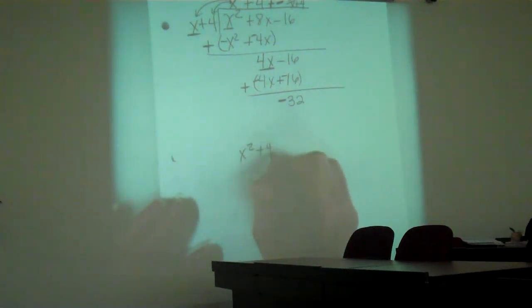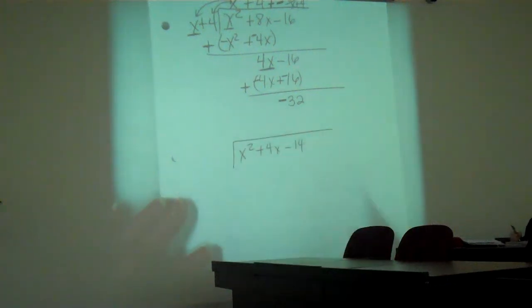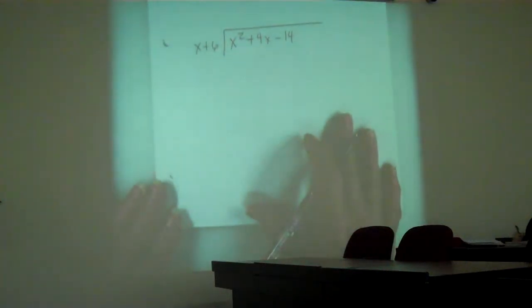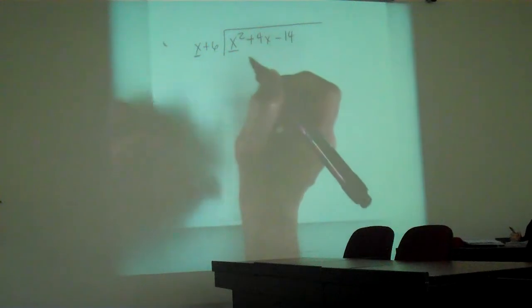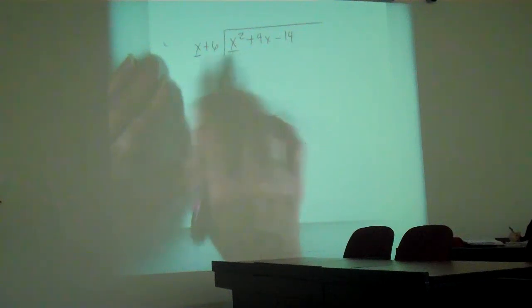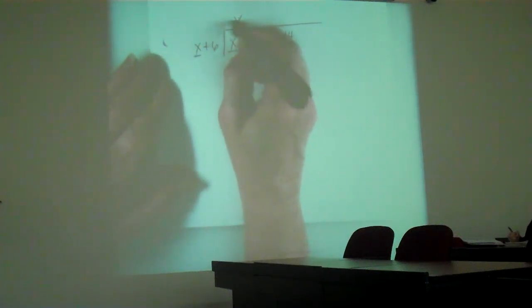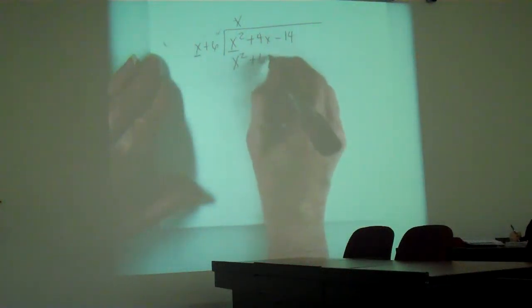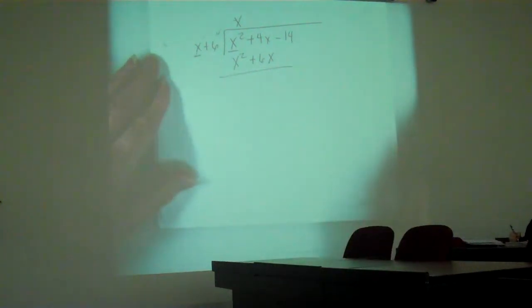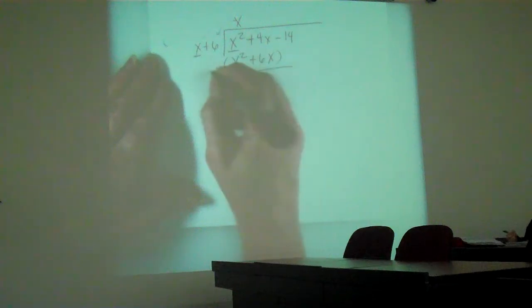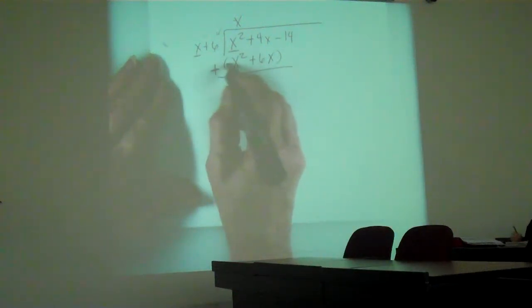X squared plus 4x minus 14 is divided by x plus 6. Okay, looking at the first one, what are we going to put? X into x squared. We need an x, right? X times x, x squared. X times 6, plus 6x. Okay, don't try to do it without the minus or you're going to look at this and think it's 10, okay? Put the minus on there, change it to adding, opposite, opposite.